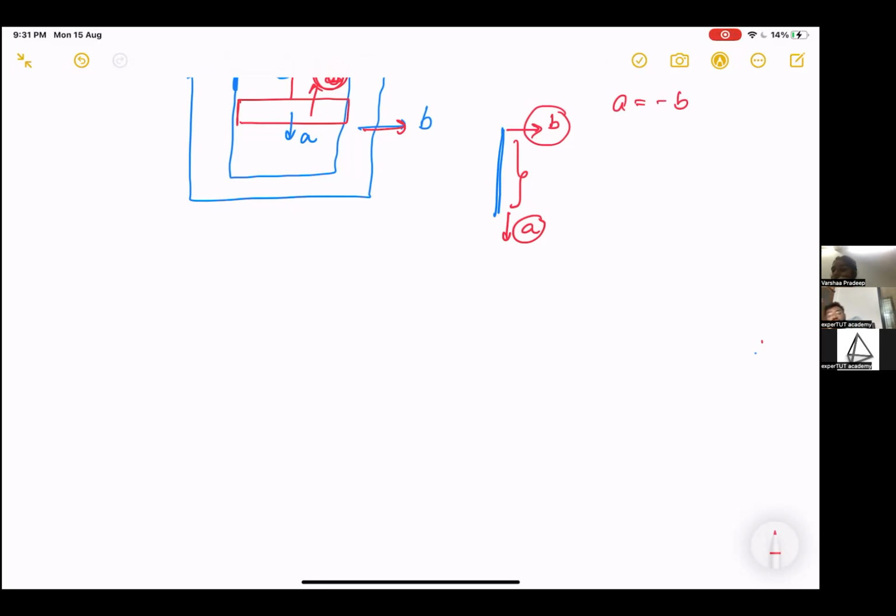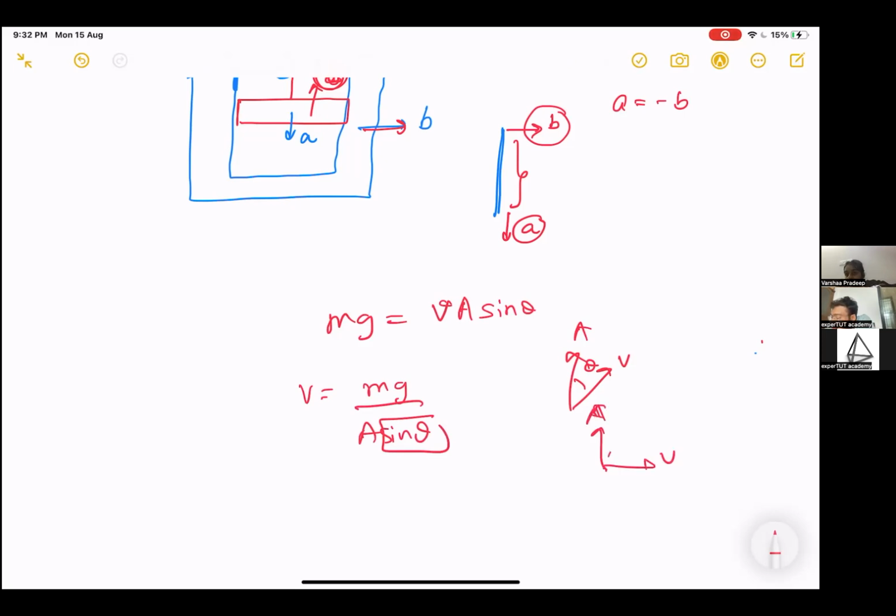If you want v cross a in the upward direction, and a is a vector in the horizontal direction, understood. With what minimum speed can a particle of mass m be projected? What should its speed be? The force should be mg, so mg is equal to v a sin theta. If v is like this and a is like this, theta is the angle between them, so v a sin theta. Now you want v minimum, so v equals mg by a sin theta. For v minimum you need sin theta maximum, meaning a like this and v like this, which means 90 degrees. So your answer should be mg by a, basically written as mg by mod of a. Look, this is the answer.